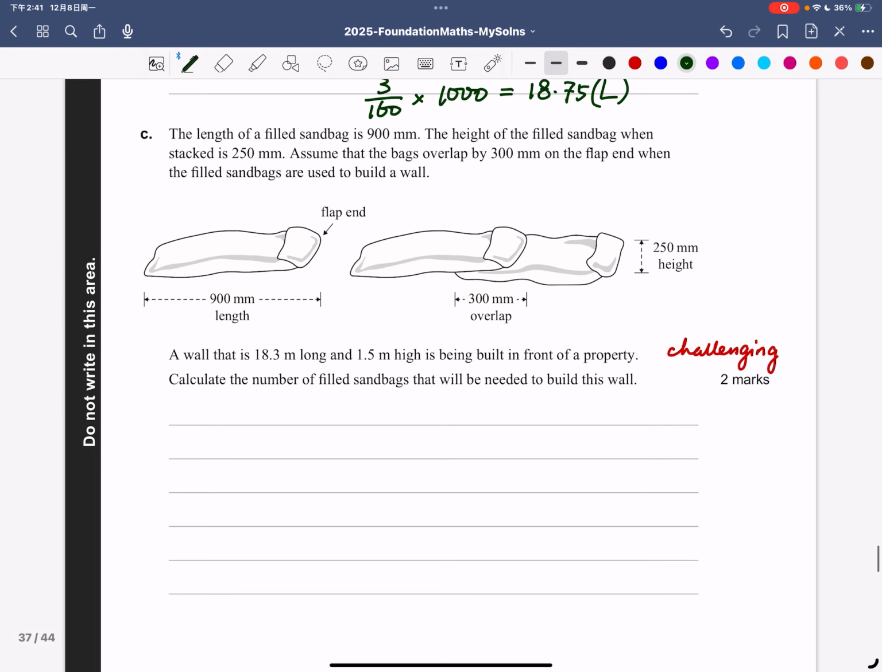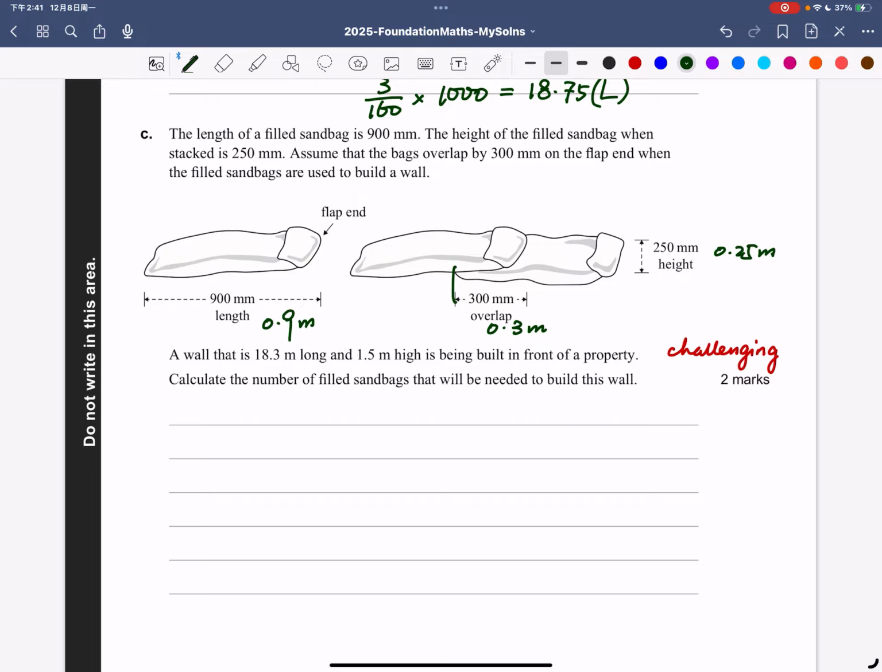I saw this question. It's indeed a challenging question, and you have to think carefully. The length of the filled sandbag is 900 millimeters. The height of the filled sandbag when stacked is 250 millimeters. So it's 0.9 meters, and you have 0.3 overlap in meters. 250 millimeters is 0.25 meter.